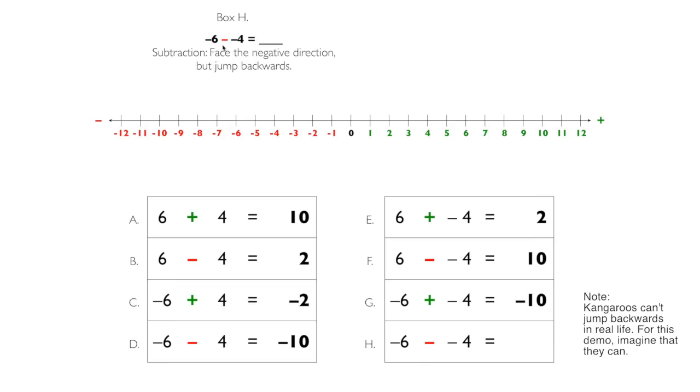Last one, box H. Negative 6 minus negative 4. Start at negative 6 and face the negative direction. Here we are at negative 6 and we face the negative direction. Now, jump backwards 4 times. Visualize where the kangaroo will end up. Now let's jump negative 1, 2, 3, 4 spaces. Negative 6 minus negative 4 equals negative 2. Write it down.